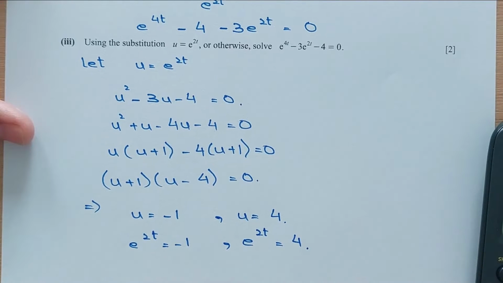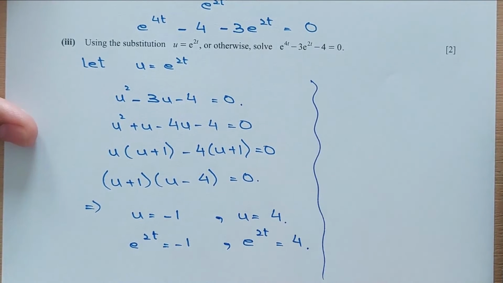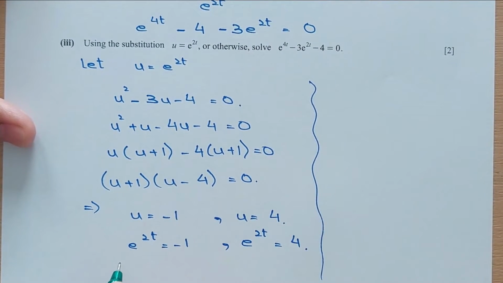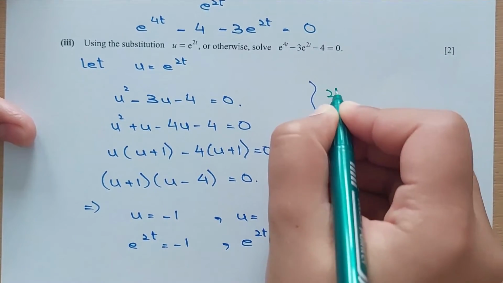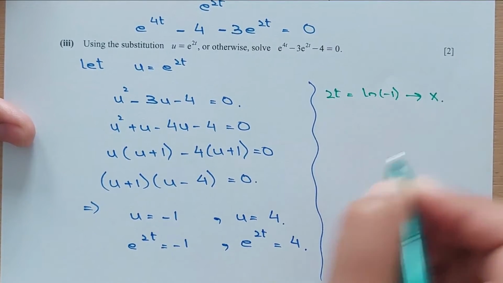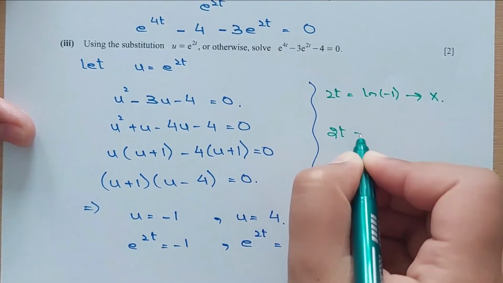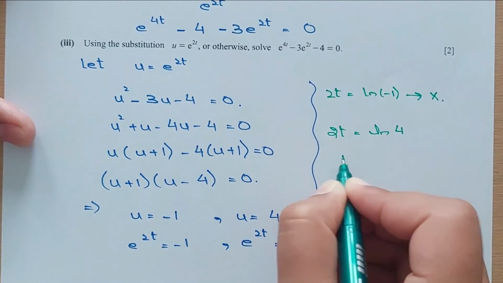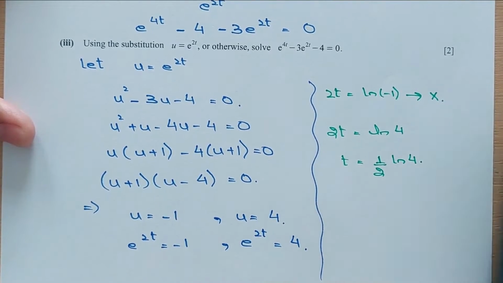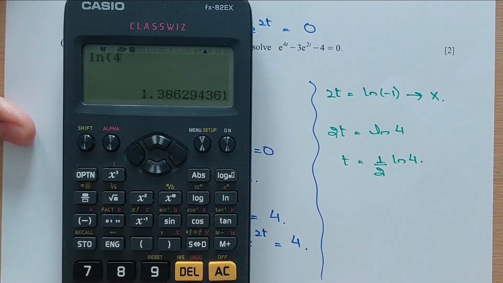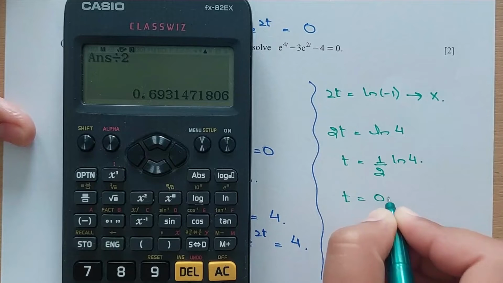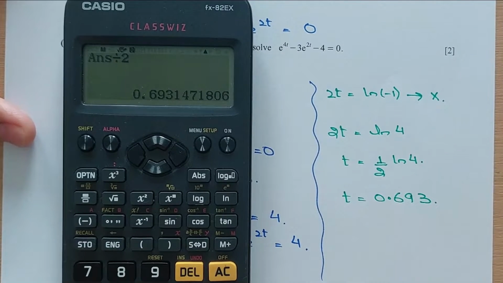Now we have to solve for t. Okay, let me solve over here. For the first one, we take the natural log on both sides. So 2t equals ln(-1), and the natural log of minus 1 does not exist, so this is not a solution. Now here we have 2t = ln 4, and t = 1/2 ln 4. This is a solution, or let me simplify. ln 4 divided by 2 is 0.693. Time is 0.693 days. Yes.